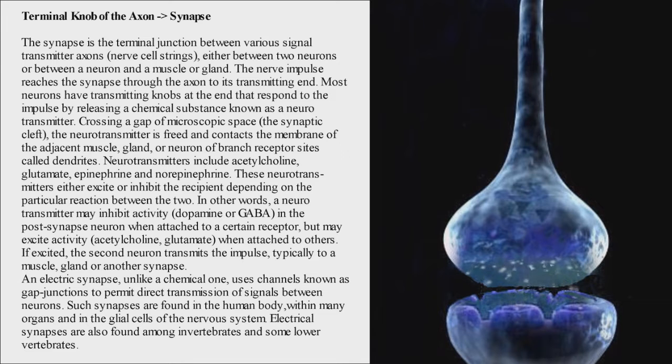An electric synapse, unlike a chemical one, uses channels known as gap junctions to permit direct transmission of signals between neurons. Such synapses are found in the human body, within many organs, and in the glial cells of the nervous system. Electrical synapses are also found among invertebrates and some lower vertebrates.